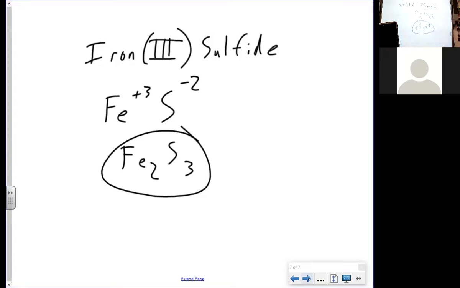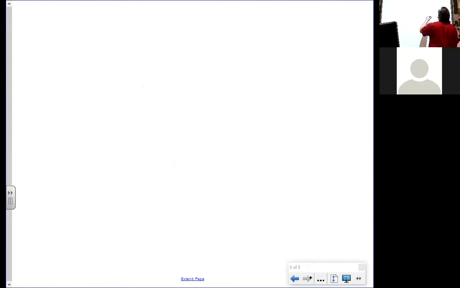Iron 3 sulfide. Now, one last thing, and this is the only thing where it gets a little bit difficult. Everything up to here is can you count to 3? This last step is where it gets a little bit difficult. So let's look and see how to name this guy right here.